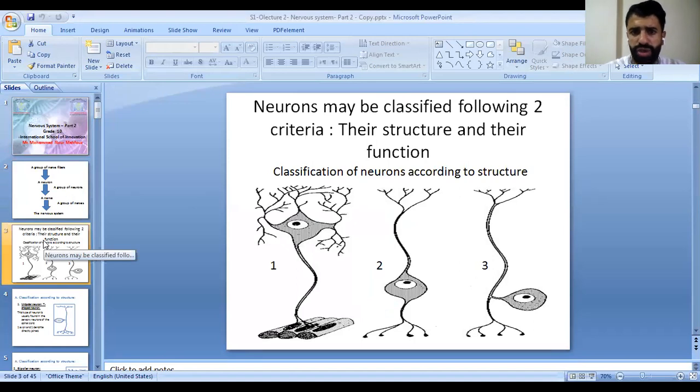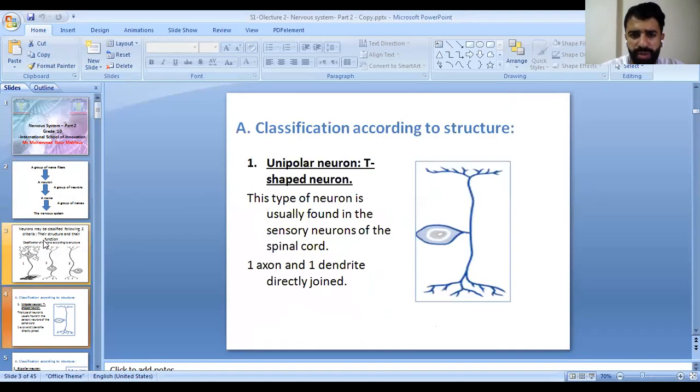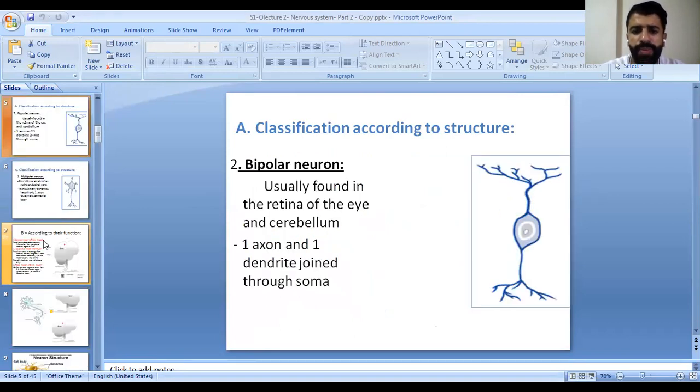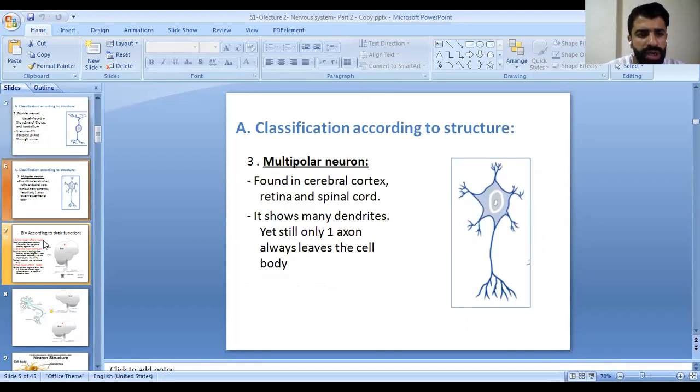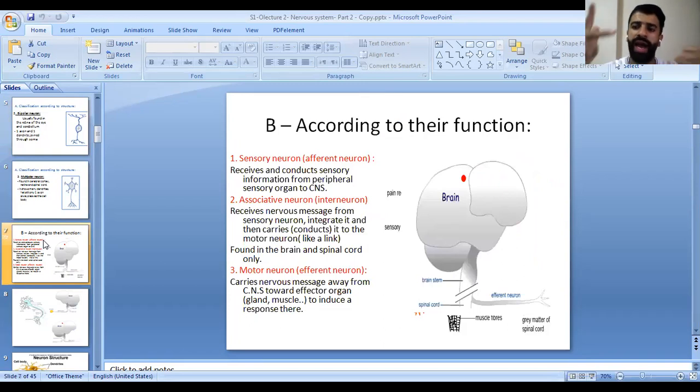Neurons are classified according to two criteria, their structure and their function. According to their structure, we have unipolar neurons, T-shaped ones. This type is usually found in the sensory neurons of the spinal cord: one axon, one dendrite directly joined. Bipolar, usually found in the retina of the eye and the cerebellum: one axon, one dendrite joined to the soma. Multipolar, found in the cerebral cortex, retina, and the spinal cord: many dendrites, yet still one axon, always leaving the cell body.